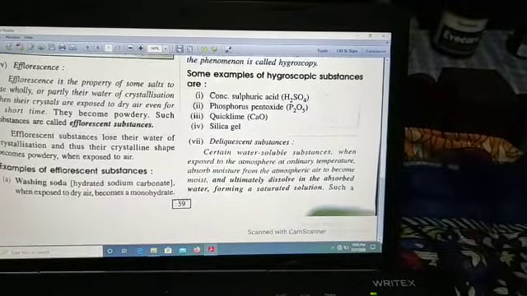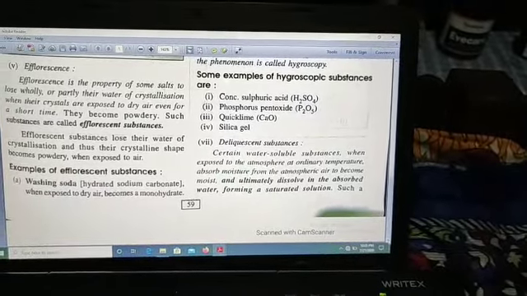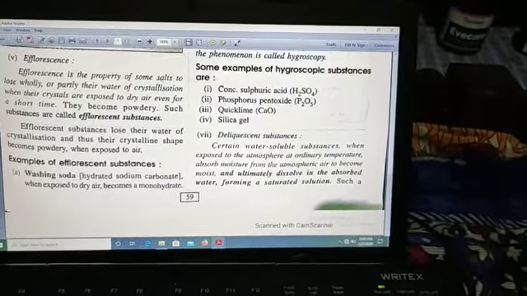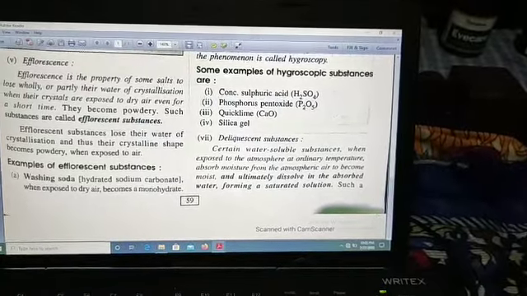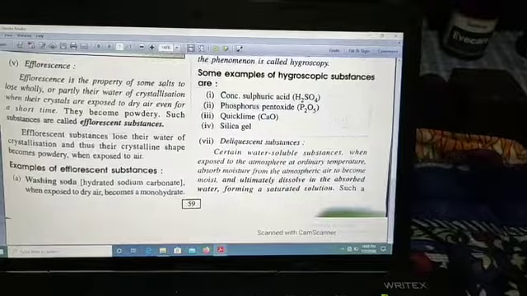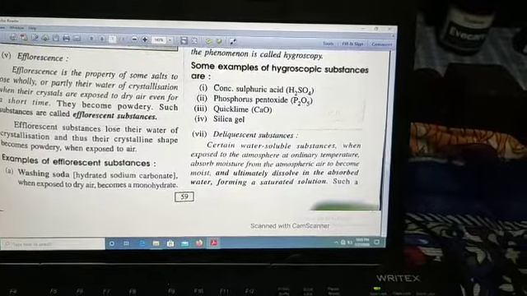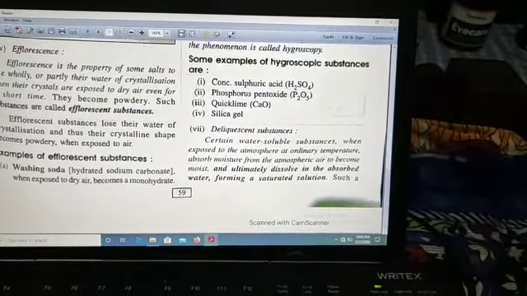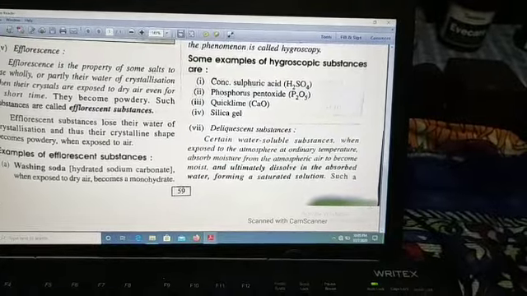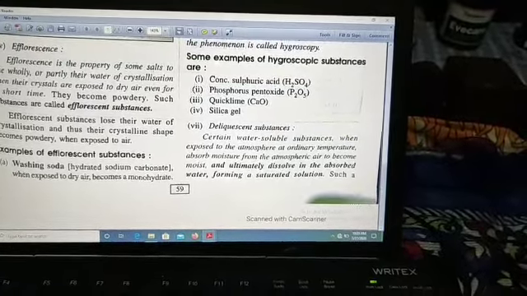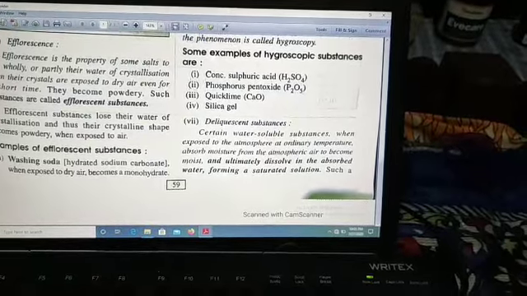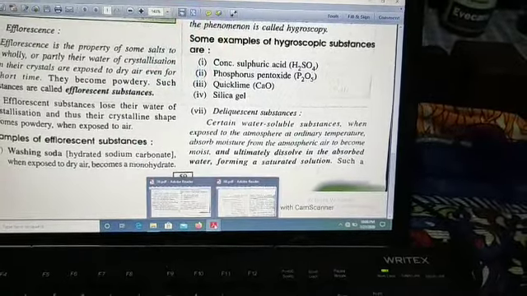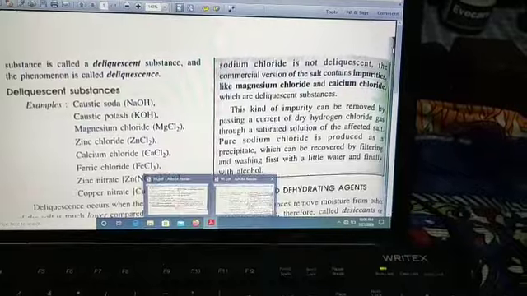The next process is deliquescent substances. Certain water-soluble substances, when exposed to the atmosphere at ordinary temperature, absorb moisture from the atmospheric air to become moist and ultimately dissolve in the absorbed water, forming a saturated solution. Such substances are called deliquescent substances, and the phenomenon is called deliquescence.